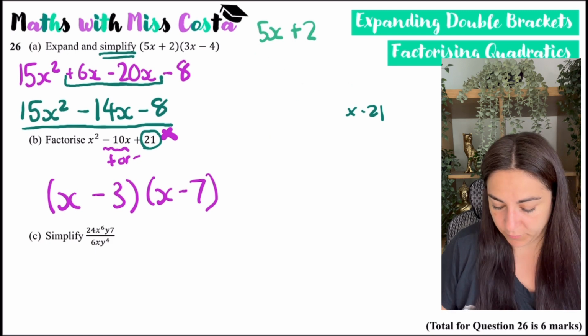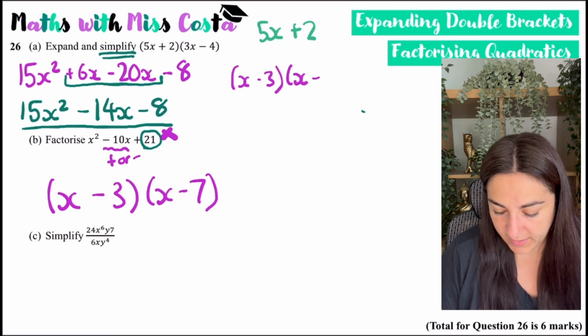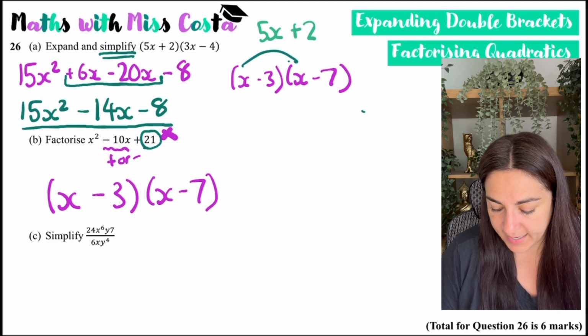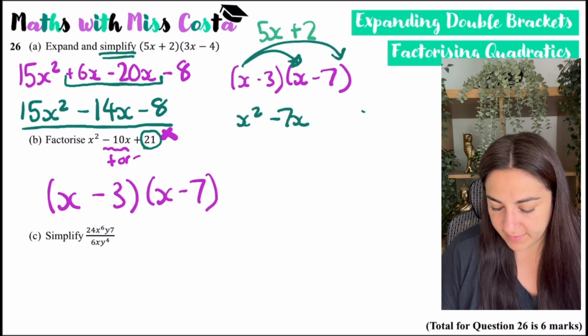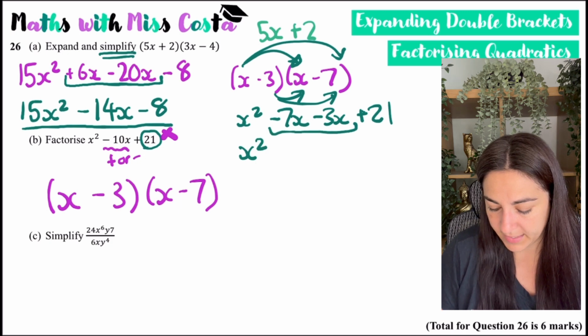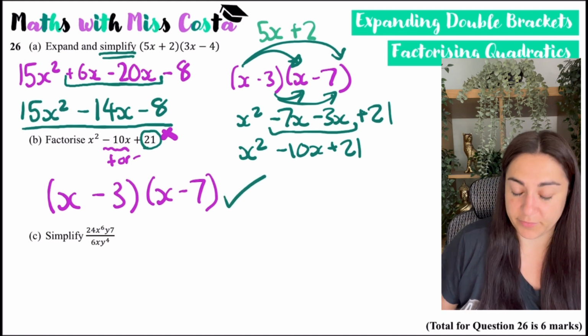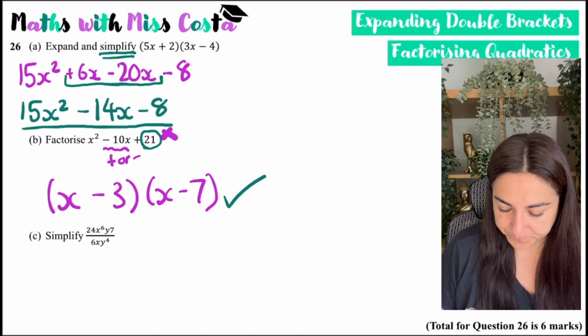And to double check if you've got it right, you can just expand the brackets back out. So over here, you've got x minus 3, x minus 7. x times x gives you x squared. x times minus 7 is minus 7x. Minus 3 times x is minus 3x. And minus 3 times minus 7 is plus 21. If we simplify that, minus 3 minus 7 is minus 10. And that is taking us back to the original, so you know that this is correct. But that's only to double check.